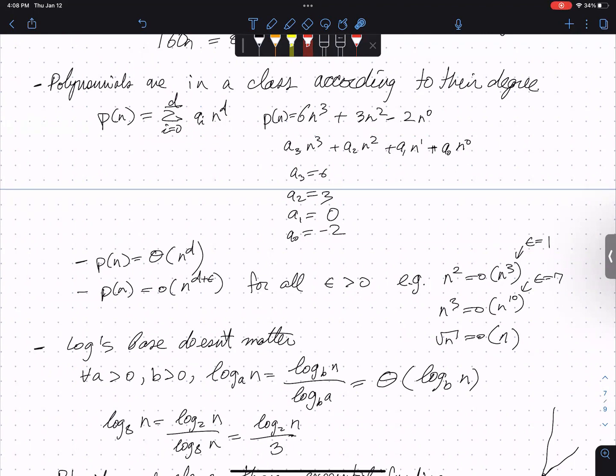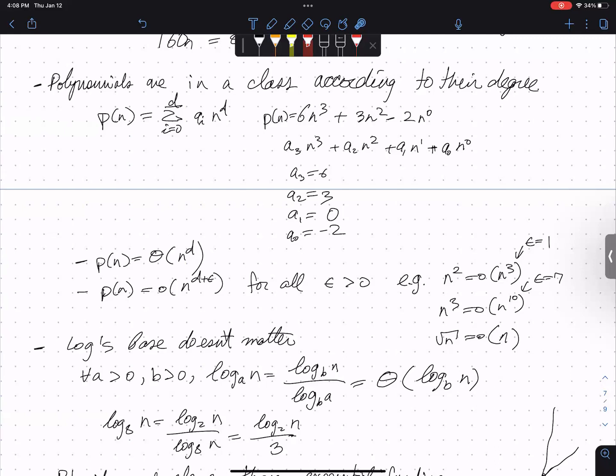How many of you are comfortable with this definition of a polynomial P of n? Yes, all right. So why is that important? Because I wanted you to understand how we can write a polynomial. We'll see it in a homework assignment possibly.